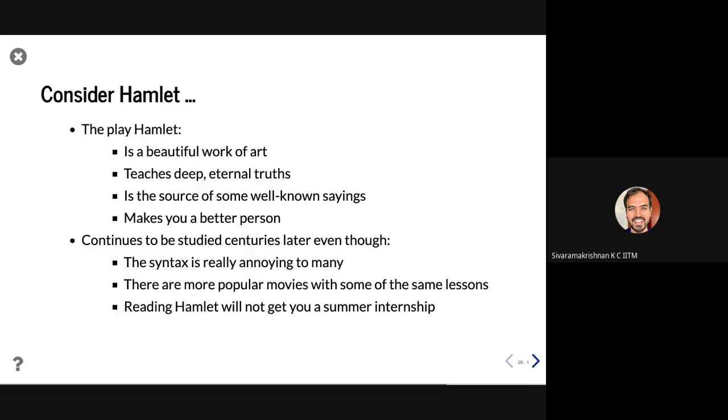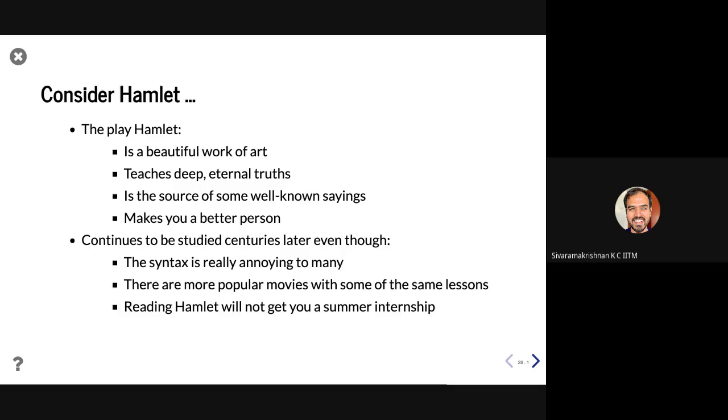So again, switching to analogy. So consider Hamlet, right? Hamlet is this famous play written by Shakespeare, and it's a beautiful work of art, right? And it has a lot of deep and eternal truths, right? It has lots of well-known sayings, and I think you know a few of those, but I will just let you figure it out yourself. And reading Hamlet makes you a better person, because it's like reading any of those moral books, right? So there are lessons that you can apply to your own life, and it makes you better.